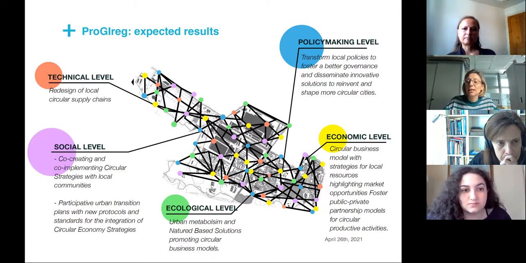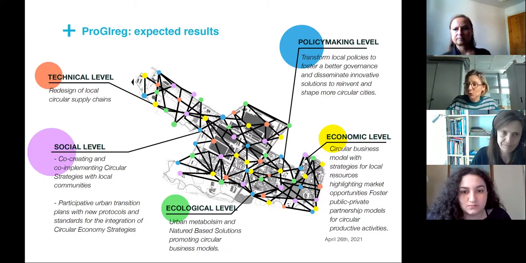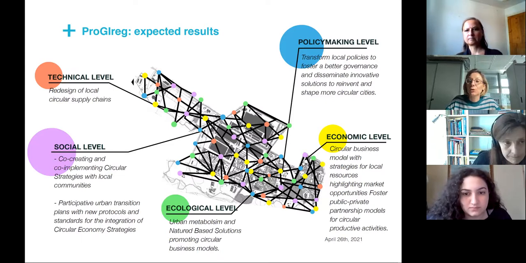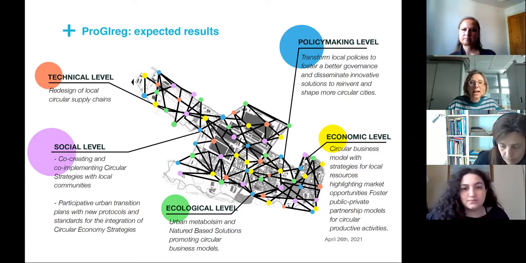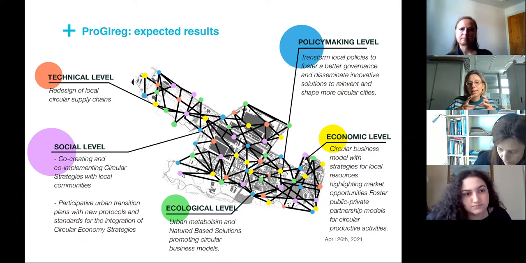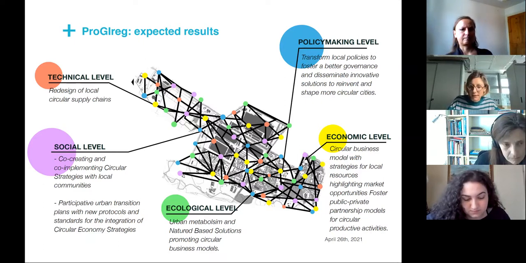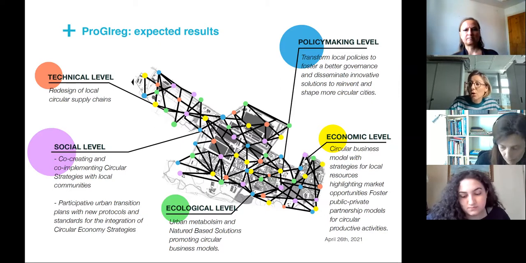We also want to improve the ecological aspect of this area, even if it is one of the greenest areas of Turin, we would like to improve it with these nature-based solutions. Furthermore, at technical level, redesigning the supply chain in order to be more local and circular. And last but not least, all the social aspects related to the co-creation and implementation of the nature-based solutions, which should be run also by the citizens, and have this participatory urban transition of the neighborhood.